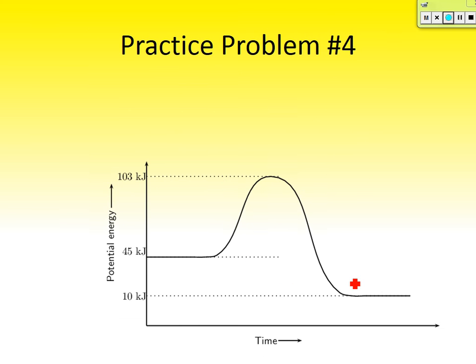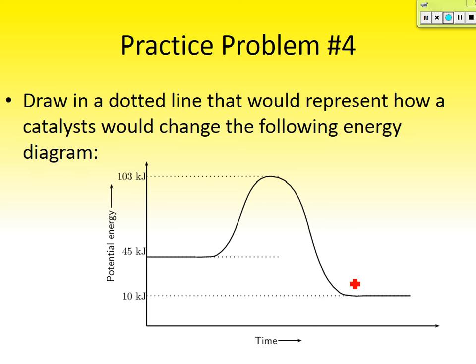All right, practice problem number 4. It says to draw in a dotted line that would represent how a catalyst would change the following energy diagram. So here's an energy diagram. What you're supposed to do is just draw a dotted line and show me how a catalyst would change this energy diagram. So let me give you some time to try that on your own.